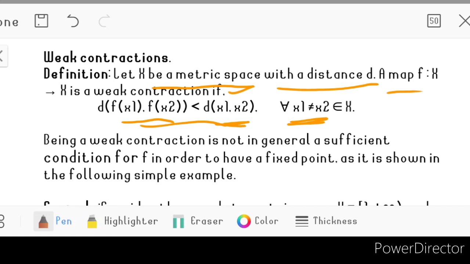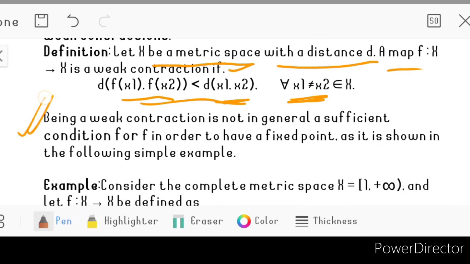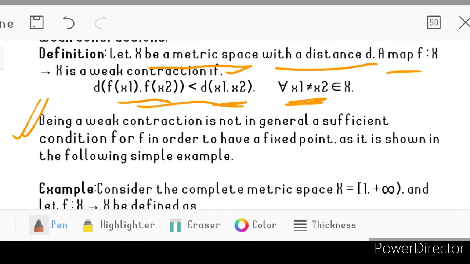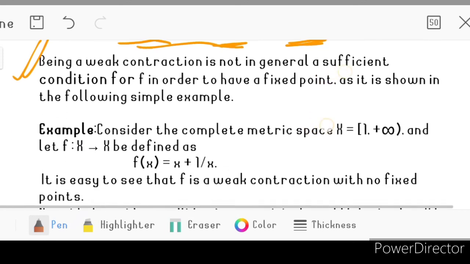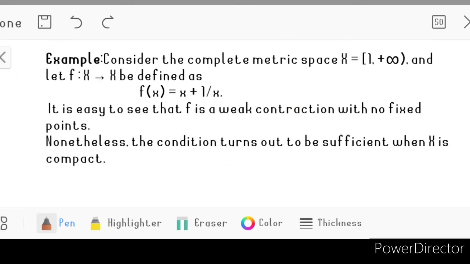No alpha. And this is important: being a weak contraction is not in general a sufficient condition for f to have a fixed point, as shown in the following simple example. It means that if we are talking about weak contraction, it does not imply that it will have a fixed point. It is not at all necessary that our function will have a fixed point in the case of weak contraction. Let us consider an example.